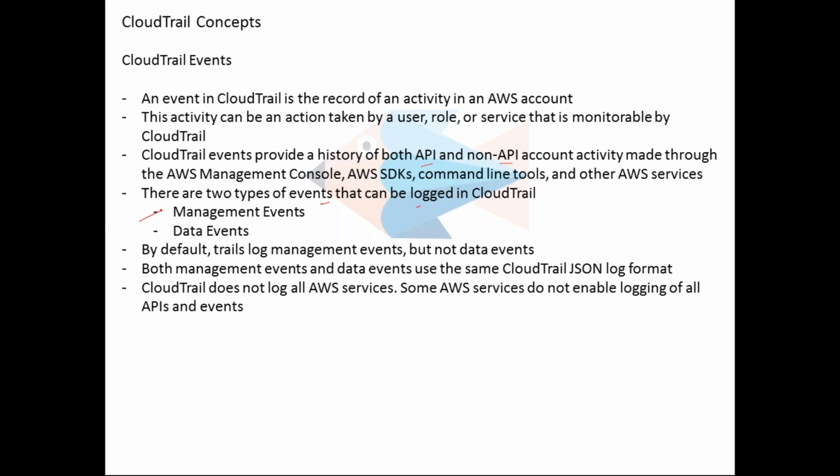There are two types of events that can be logged in CloudTrail: management events and data events. By default, a trail logs management events but not data events. Both management and data events use the same CloudTrail. What is a management event and a data event? We'll discuss them one by one.